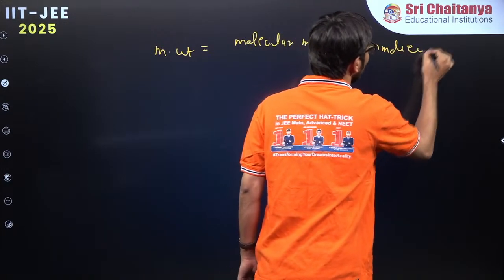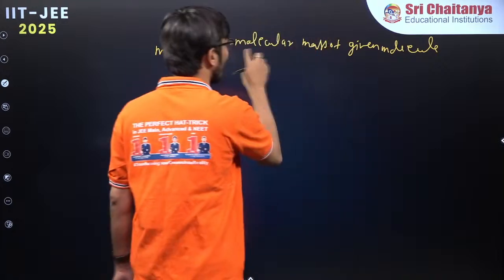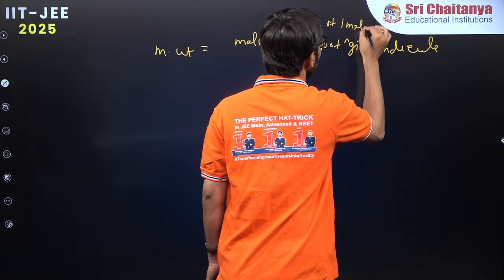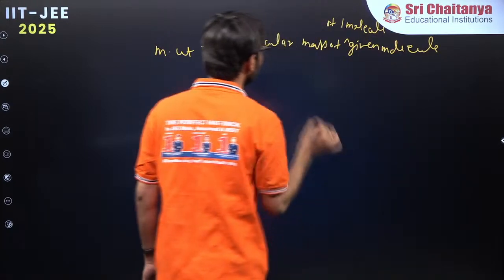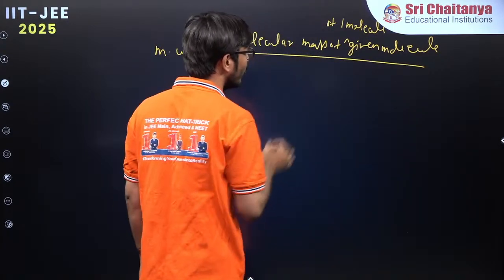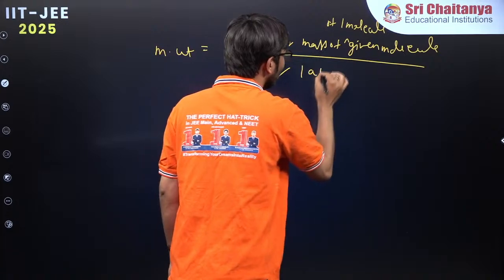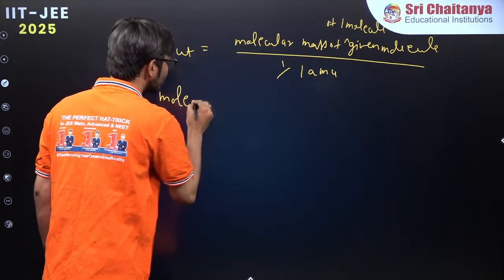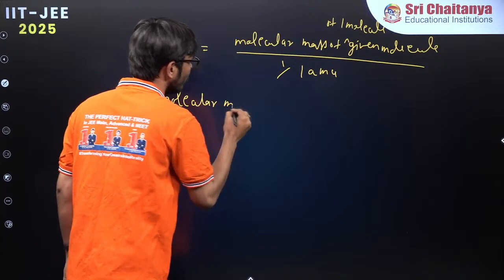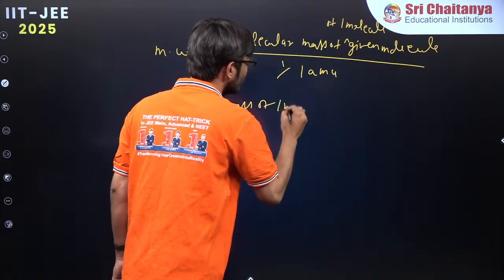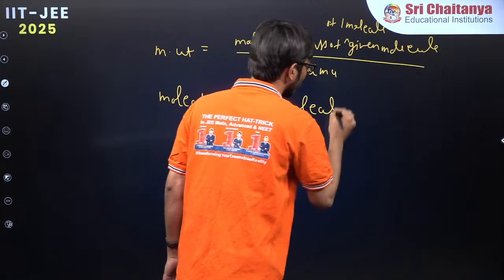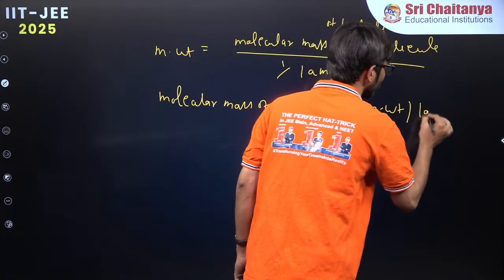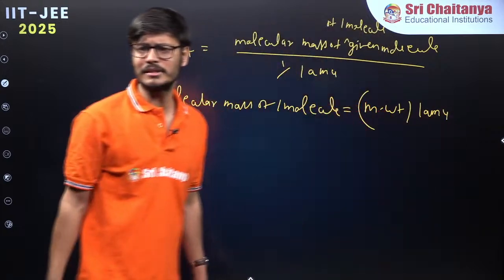How many molecules? Given one molecule. So the molecular mass of one molecule, from the given molecule, divided by what? 1/12, I can simply write 1 AMU. So what will be the molecular mass then? The molecular mass of one molecule is equal to, tell me, what is this equal to? Molecular weight into 1 AMU. We'll calculate very simple ones.